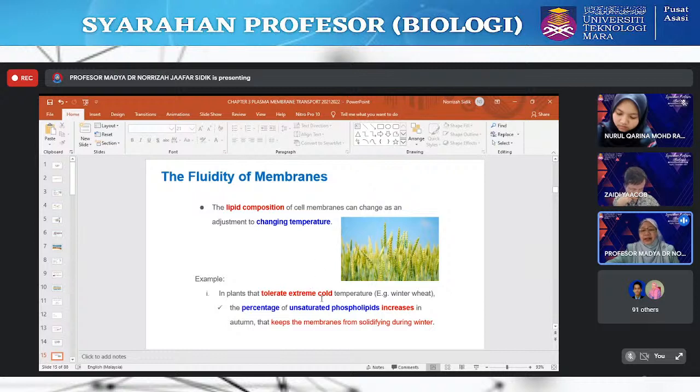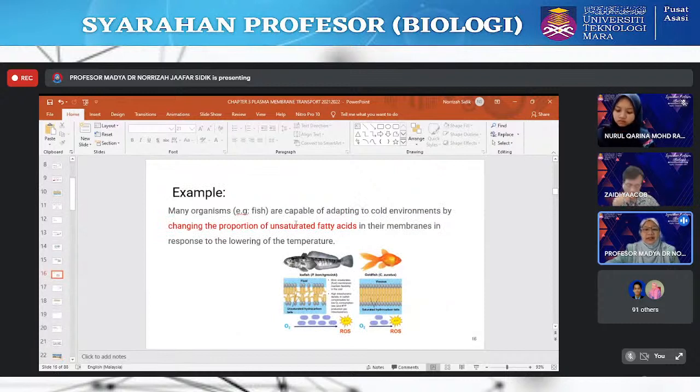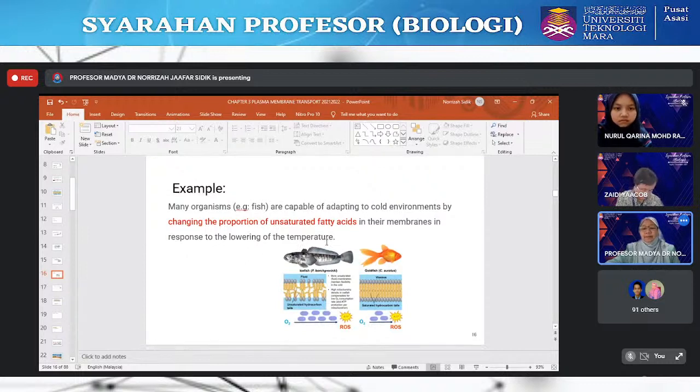How this plant tolerates the extreme temperature conditions is by increasing the percentage of unsaturated phospholipids in autumn. This keeps the membrane from solidifying during the winter, during the cool temperature. Another example given here is the fish. They are capable of adapting to cold environments by changing the proportion of unsaturated fatty acids in their membranes in response to the lowering of the temperature.